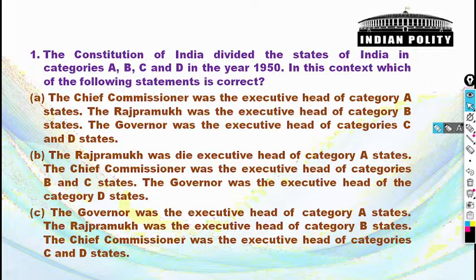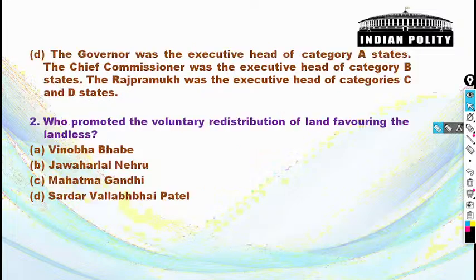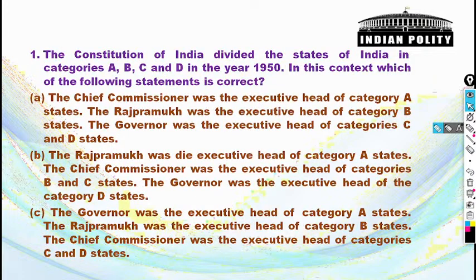The Constitution of India divided the states of India into categories A, B, C, D in the year 1950. In this context, which of the following statements is correct? The three options are visible here. Another option is there on the other page. We will first discuss the three options. First of all, remember the A, B, C, D division is called fourfold classification. And these parts are mentioned in Parts 6, 7, 8, 9.